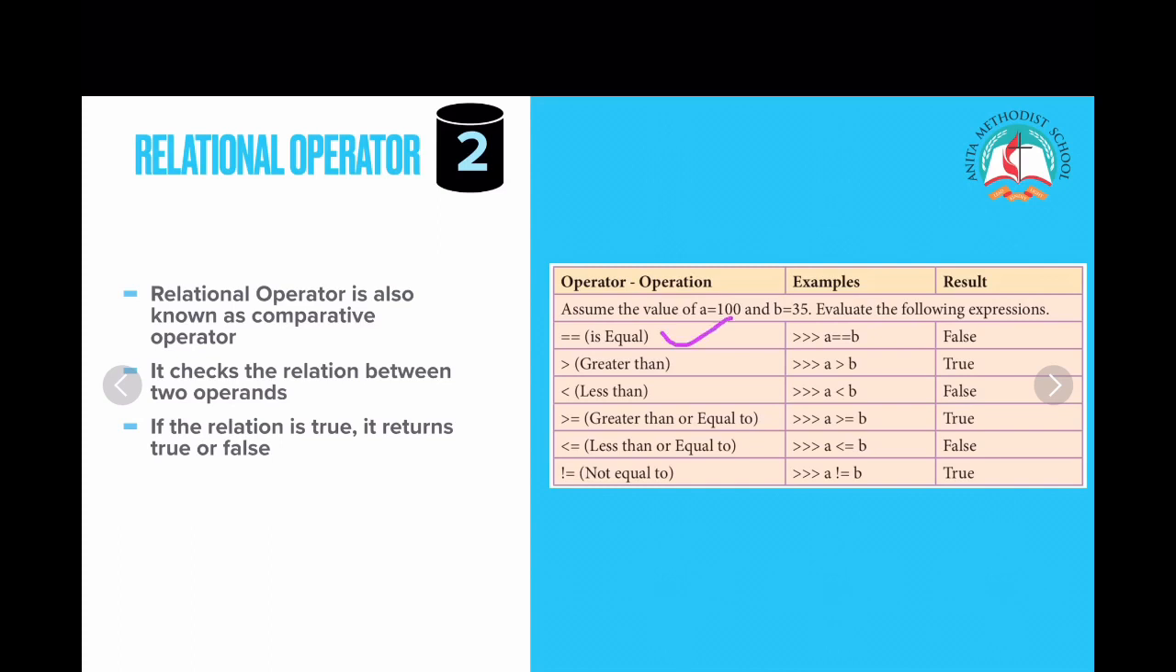So equal to is used for comparison, either greater than, lesser than, greater than or equal to, less than or equal to, or not equal to. The output would be only false or true. An example coding for it.